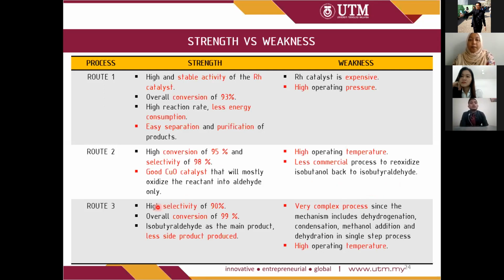the IBA. So for the last route, there is a high selectivity of 90%, and the overall conversion for the process is 99%. IBA will be produced as the main product, and less side product will be produced. However, it will have a very complex process since the mechanism will include dehydrogenation, condensation, methanol addition, and also dehydration in a single step process, and it will operate at high temperature.